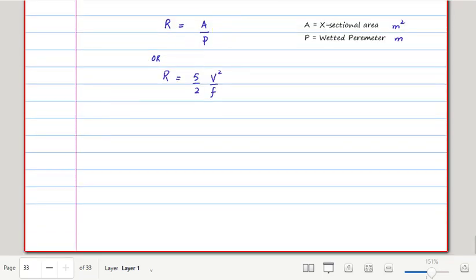And the third step of our design phase is to find out the area of cross section of the canal, which is A. For that we have the formula which we used in the previous theory too. A, the cross-sectional area, is equal to discharge divided by velocity.